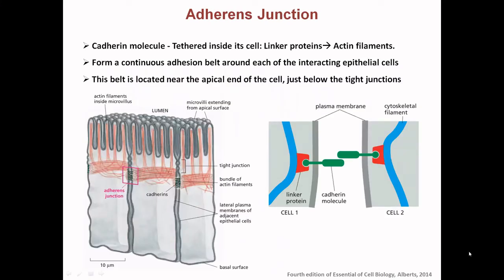This is a type of Adherens junctions. So here we can see the Cadherin molecules that are tethered inside the cell through the linker protein into the actin filament. It forms a continuous adhesion belt around each of the interacting epithelial cells, and it is found just below the tight junction in the apical end of the cell.